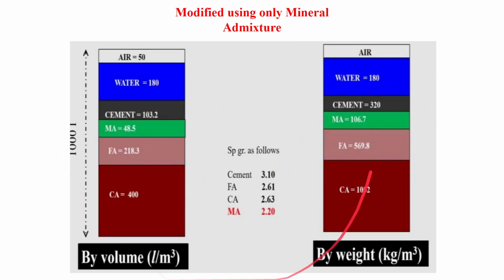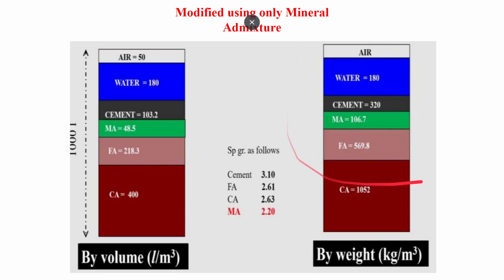As you see, the water has not been touched in this case. It is 180 itself. The cement has been brought to 320, and 106.7 is the mineral admixture, FA is 569.8, and CA is 1052. In this case, as you can see, water has not been changed, but the water cement ratio is constant. You may feel like this is 180 by 320, but this is actually 180 by 320 plus 0.75 into 106.7.